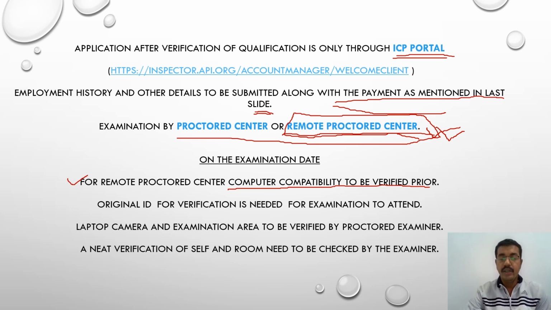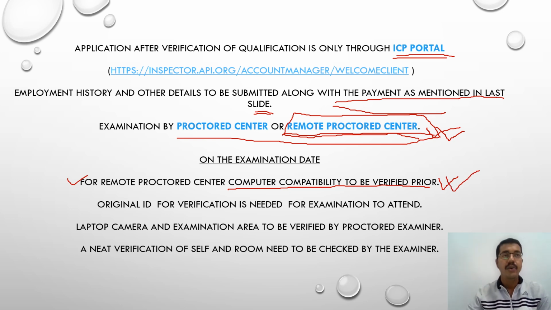For the laptop and desktop, they will check your download speed and upload speed, and whether the proctor software is blocked by your computer administration. All these things will be verified. So for the remote proctor center, computer compatibility must be verified before. The proctor center will send you a slide. You have to run that slide, and once you run it, you will know whether your computer is compatible for this exam or not.